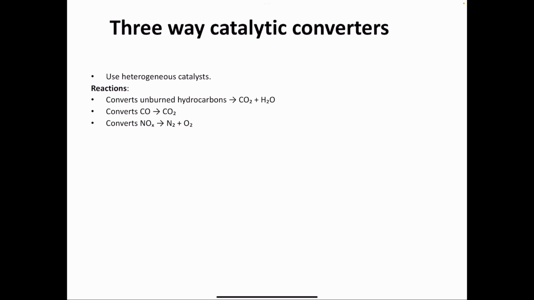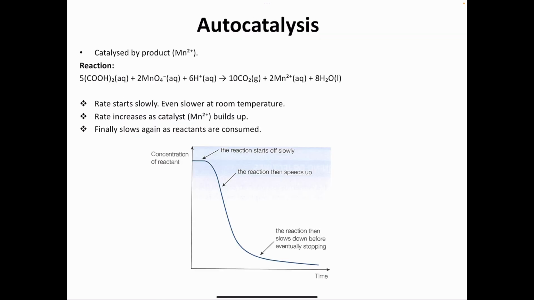Moving on to the 3-way catalytic converter. This is usually placed in car engines, at the exhaust part of the car engines. This is used to convert the harmful exhaust gases into safer ones. For example, converting unburned hydrocarbons into carbon dioxide and water. Also, it can be used to convert carbon monoxide into carbon dioxide, and to convert oxides of nitrogen into nitrogen as well as oxygen. Let's move on to autocatalysis.